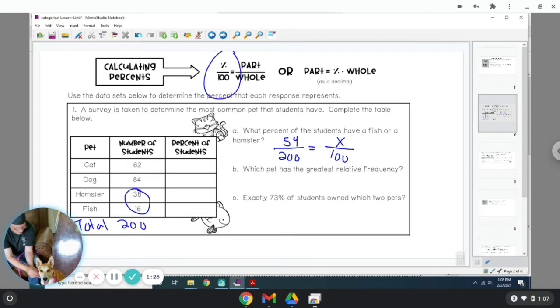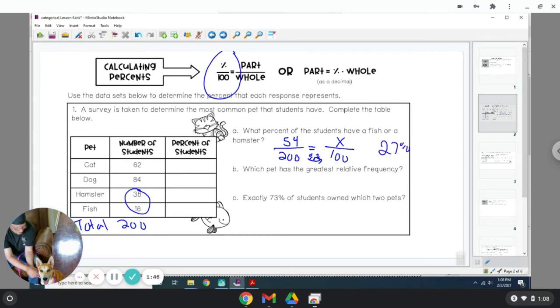So there's two ways you can do this. You can do cross multiplication, do 54 times 100, and then divide by 200. Or you can realize that they divided 200 by 2 to get to 100. So you're going to do 54 divided by 2, which is 27. So that means this is 27%.